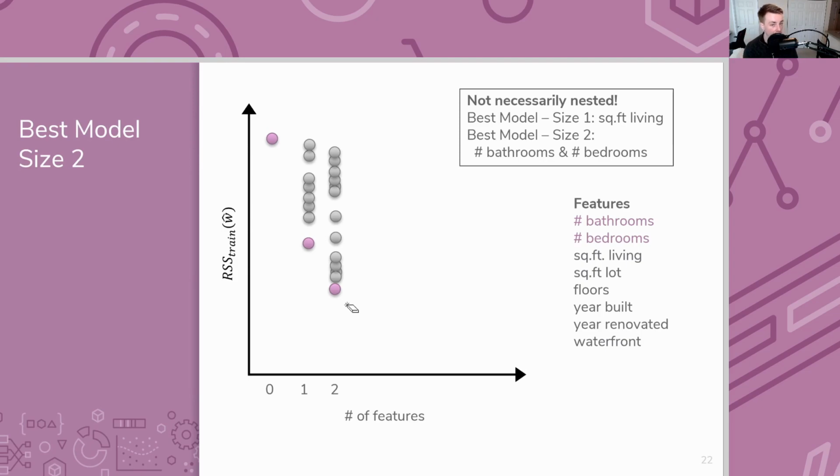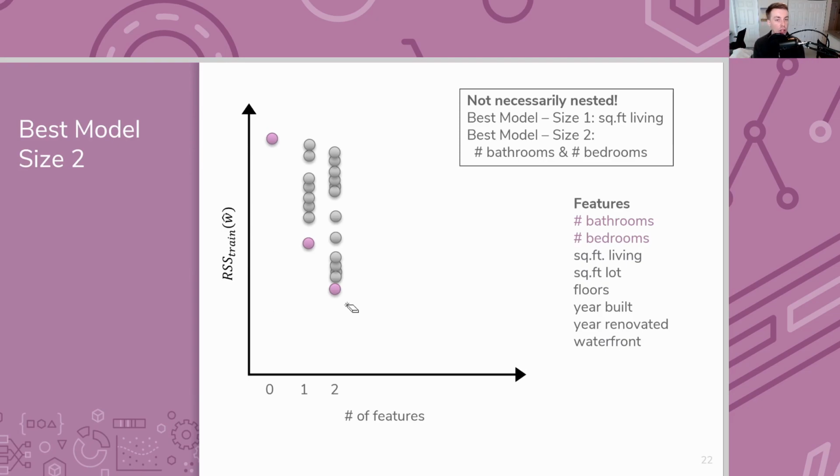This is entirely normal and can happen quite often in practice. For example, maybe number of bathrooms on its own is not very useful, but in combination with number of bedrooms, those together could be very informative about price. But if you limit yourself to just 1, maybe they on their own don't contain much information. So it's entirely possible for the best model with 1 feature to use square foot living, but the best model with 2 features to use number of bathrooms and number of bedrooms. It's all about how these things work together.